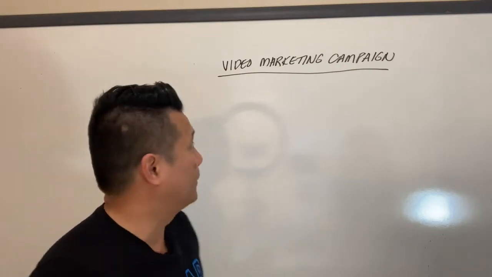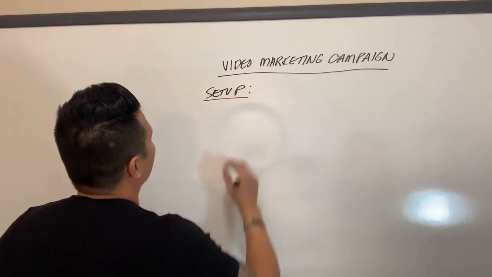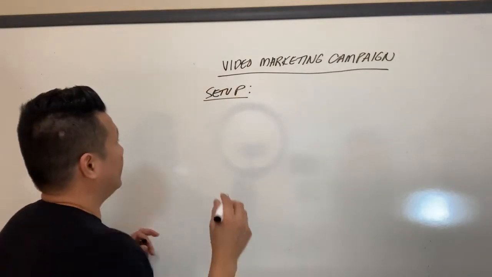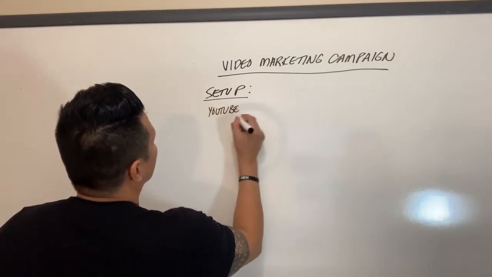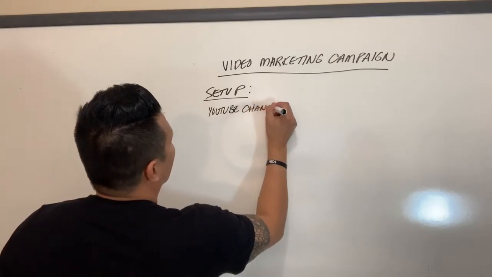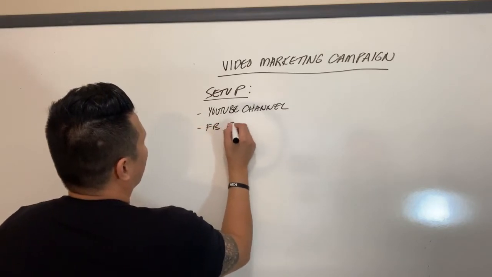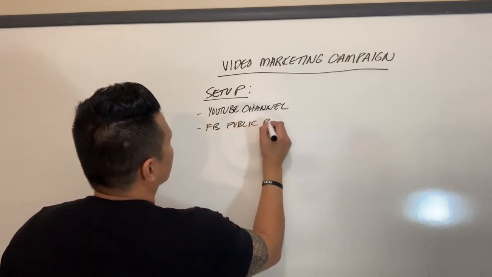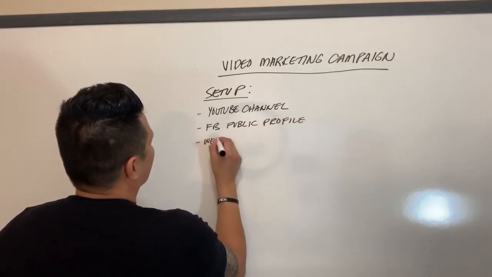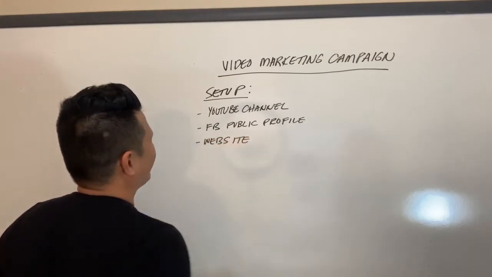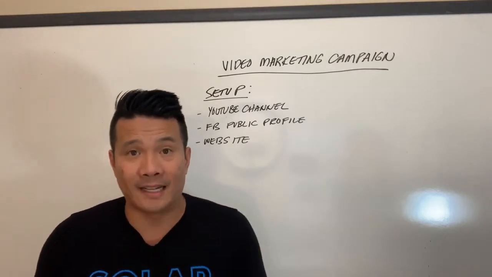So the first thing that you need to do is we're actually gonna talk about the setup first, right? So the things that you need to set up. What you need to set up first is a YouTube channel, right? You need to set up a Facebook public profile page. And lastly, a website. Yes, a website, because websites still convert, right? So these are the three things that I need you guys to set up, right?